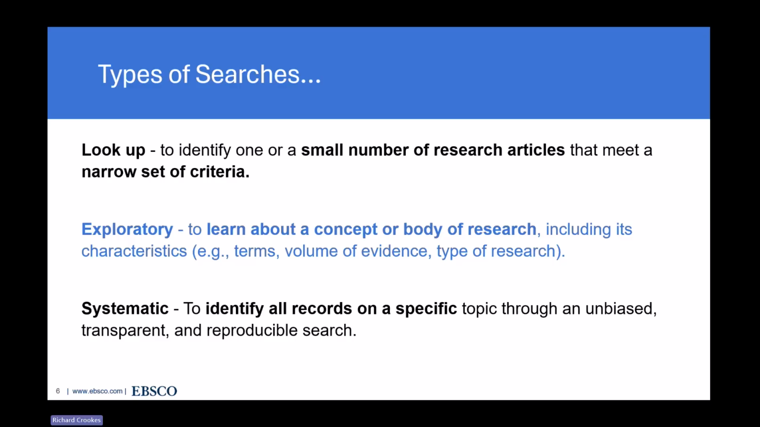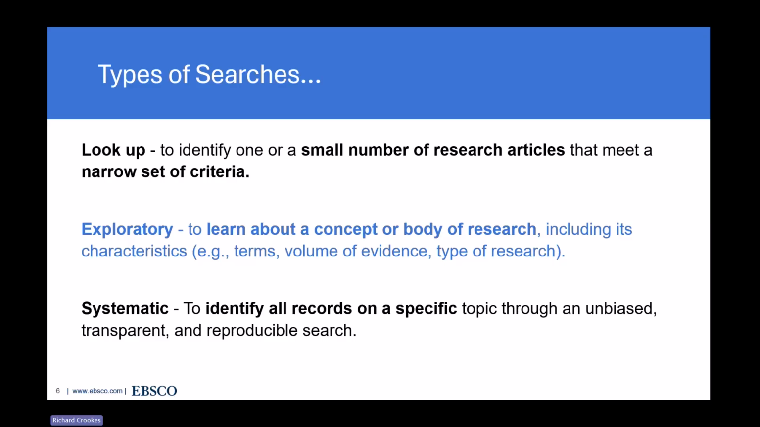So to see initially what's been done before, what's out there currently, and then you would build the search from there, and then maybe make it more systematic specifically. So you may want to really identify all records on a specific topic through an unbiased, transparent, and of course, reproducible search. There are different approaches to your search, and again, you may have different requests from different user groups, etc., that you're supporting.